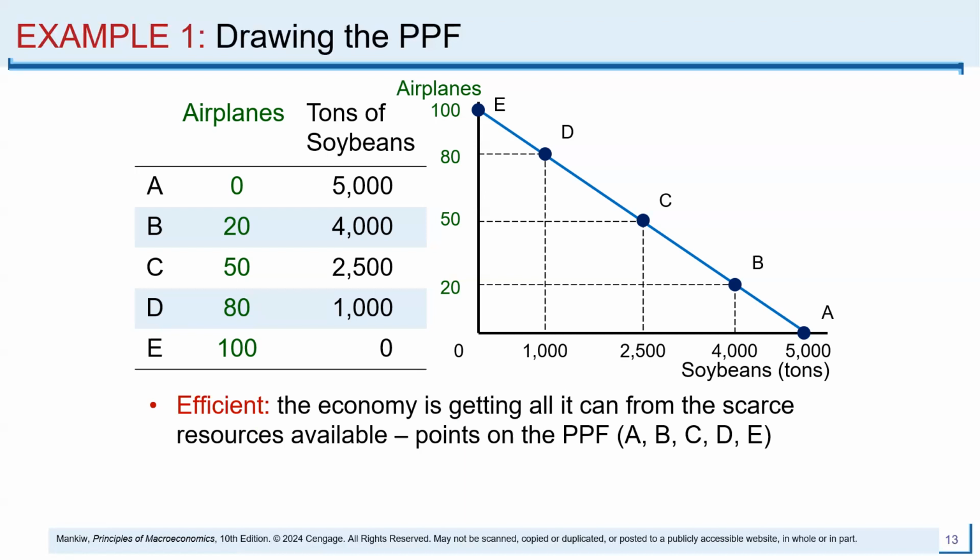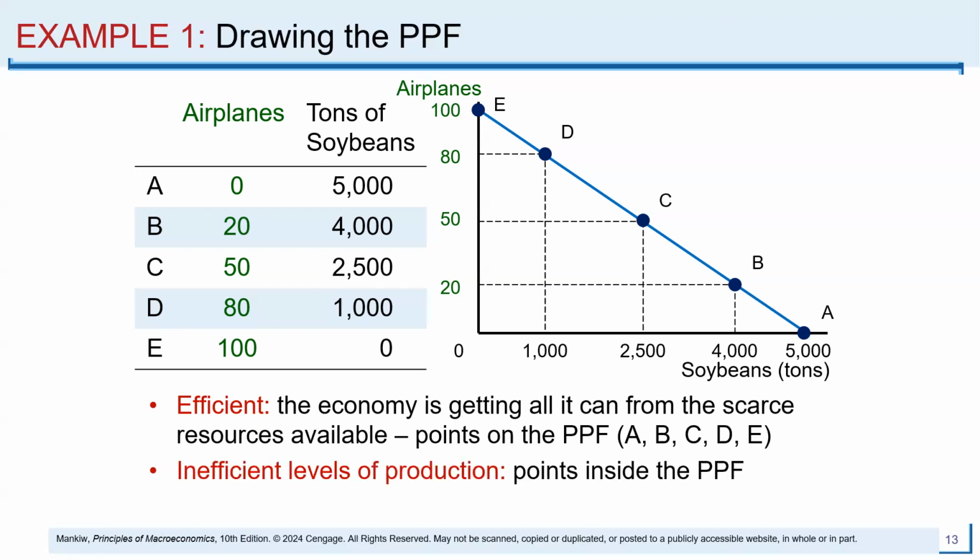For all the points on this PPF, you get two things. First, they have already used up all the currently available resources. Second, it is feasible for the economy to produce that combination. So that is what we call efficient.